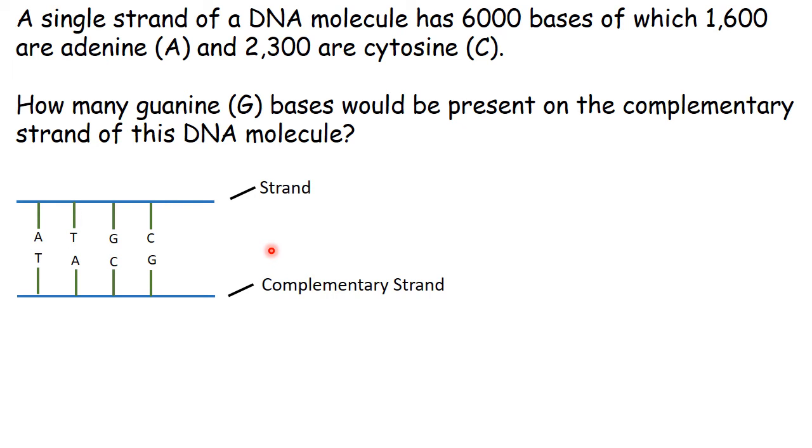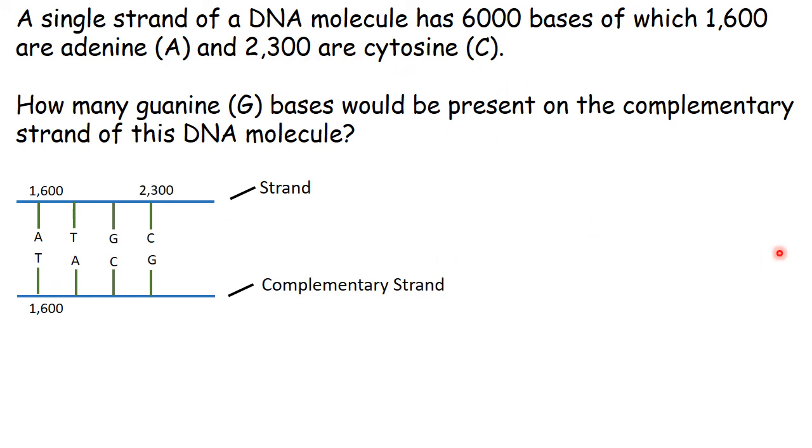solving exercise. So if we look back at the question, it tells us that in this original strand, 1,600 of these bases are adenine. So if there's 1,600 adenine bases on the original strand, on the complementary strand there's also going to need to be 1,600 thymine bases, because these adenine bases need a partner to link up with, and we remember adenine only pairs with thymine. So if there's 1,600 of these on the original strand, there's going to have to be 1,600 of these on the complementary strand.